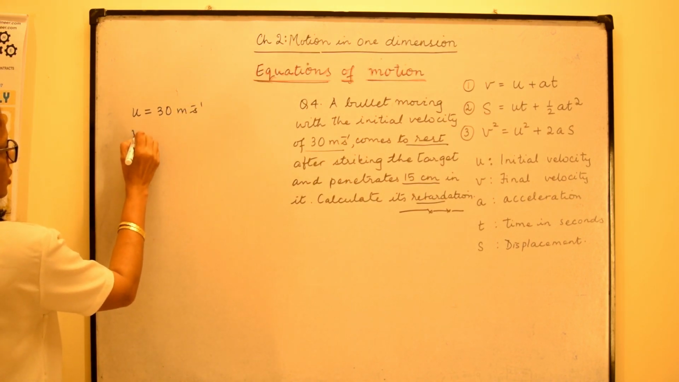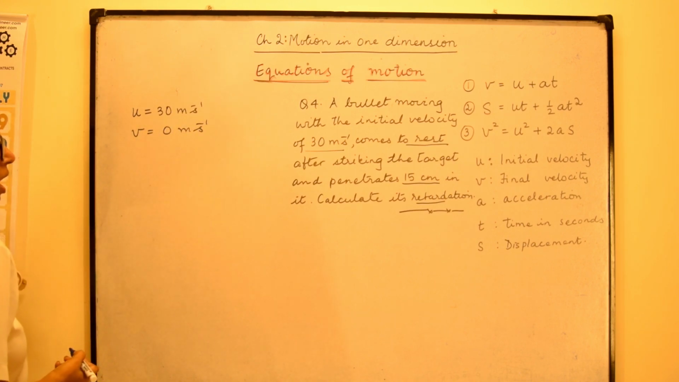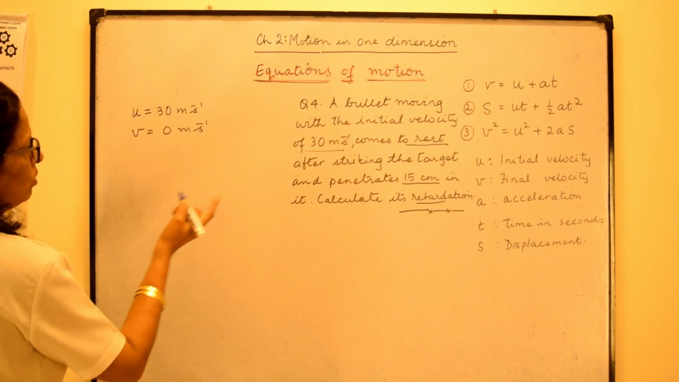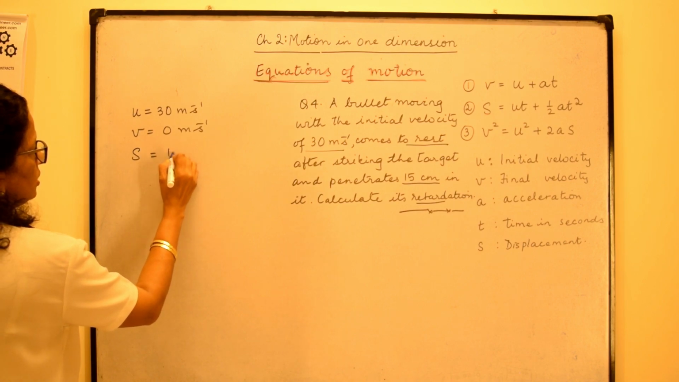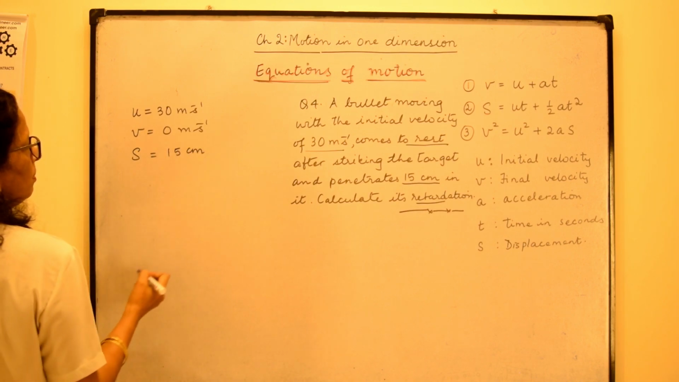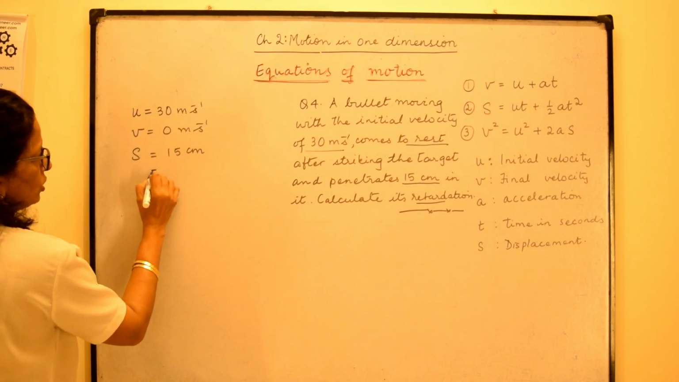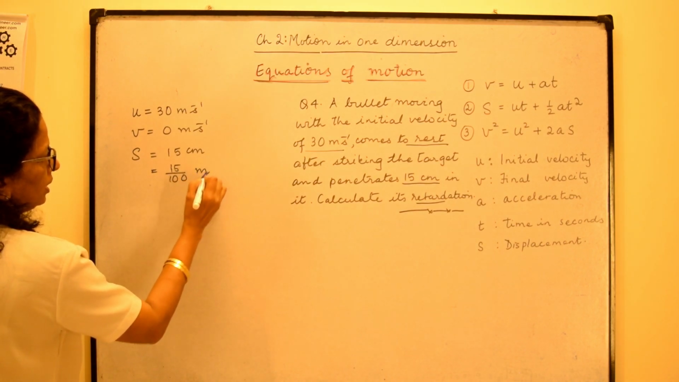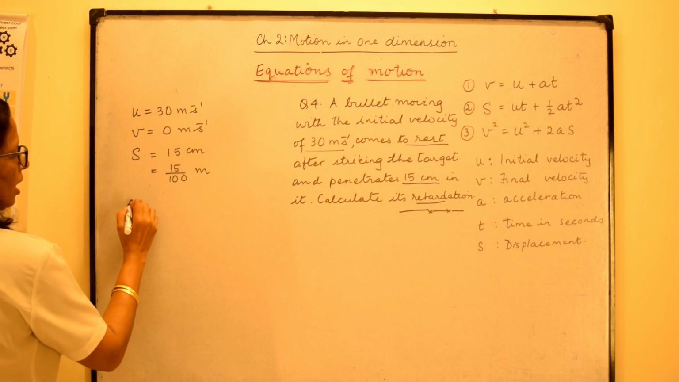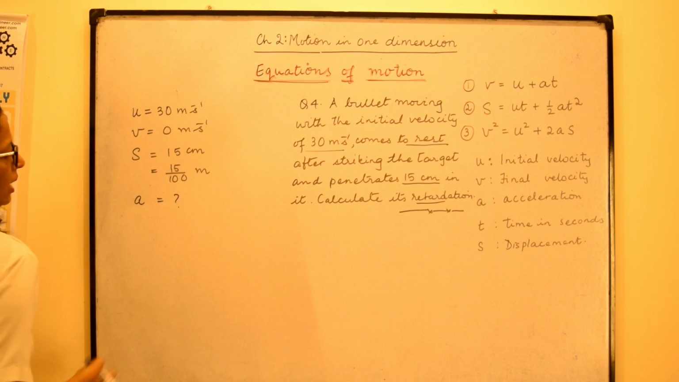Comes to rest, which means the final velocity is how much? After striking the target it goes into the target 15 centimeters, so that becomes the distance travelled by it. So that becomes 15 centimeter. But we can't keep it in centimeter because everything else is in SI system. So you have to make it 15 upon 100 and keep it like so. Calculate the retardation. Now retardation means first I'll have to find acceleration and then I will write it as retardation.